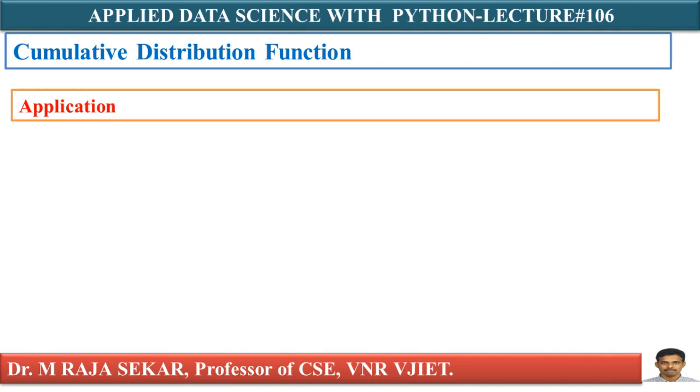PDF and CDF provide a means of computing probability associated with random variables. As I told you, one of the most popular applications of the cumulative distribution function is the standard normal table. What is the standard normal table? I will discuss it in my future lectures.